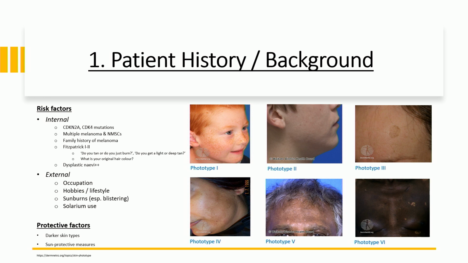So when you talk about external risk factors, ask them about their occupation, past and present, because that's relevant. They may be working indoors, but they may have been working outdoors for many, many years in the past. Hobbies or lifestyle, where they grew up. Did they grow up in the country, near the beach? Do they go to the beach every day? Surfing, that kind of thing.